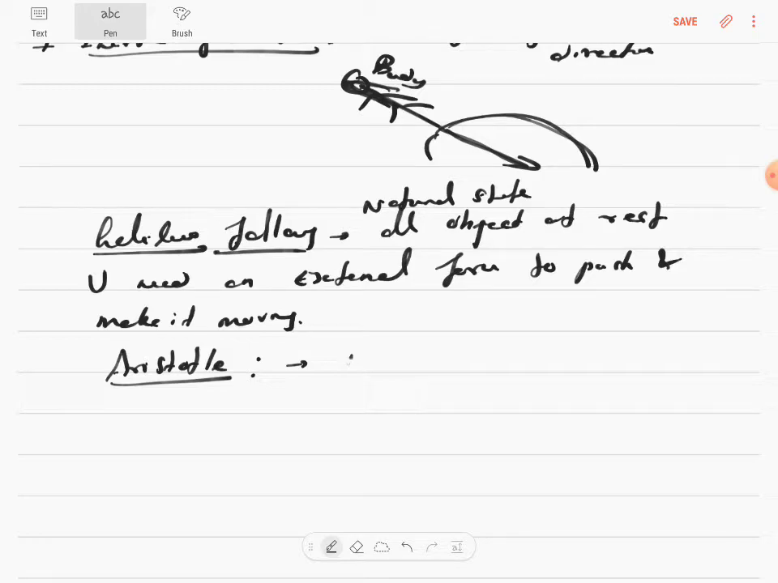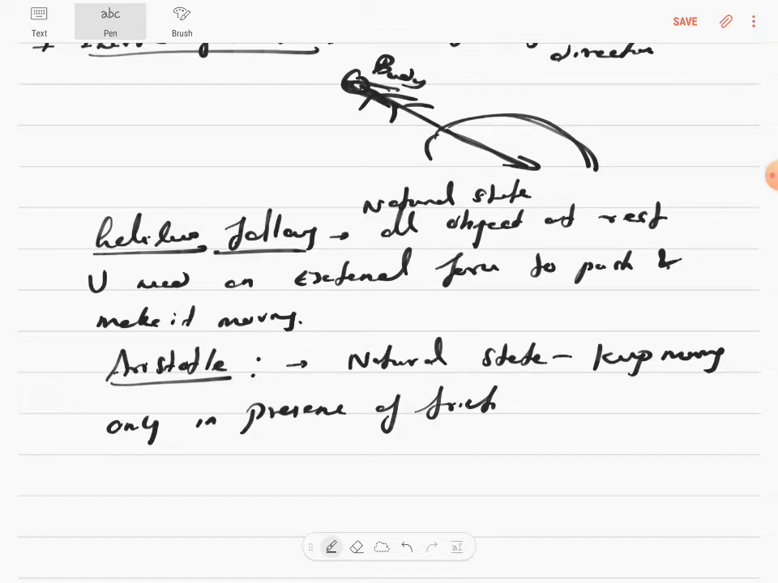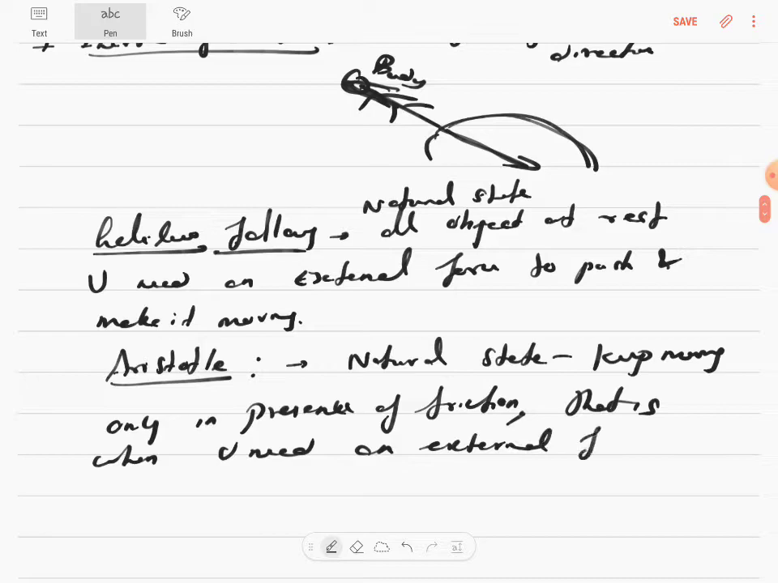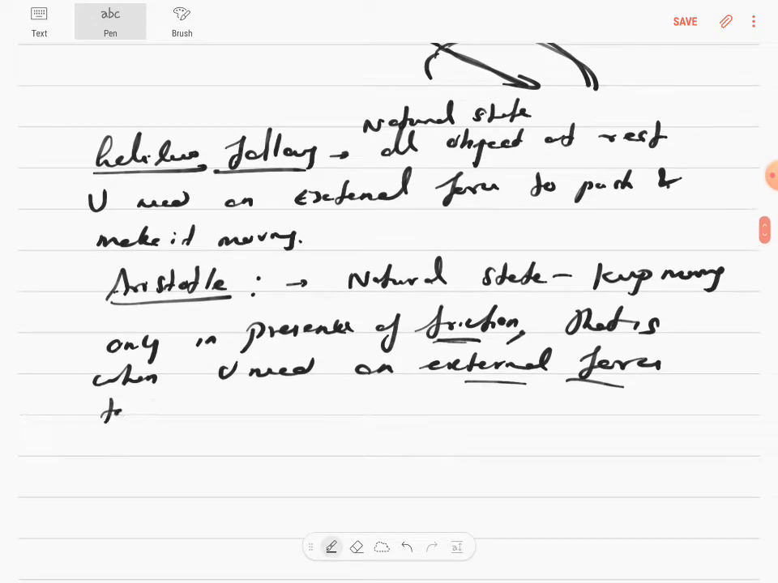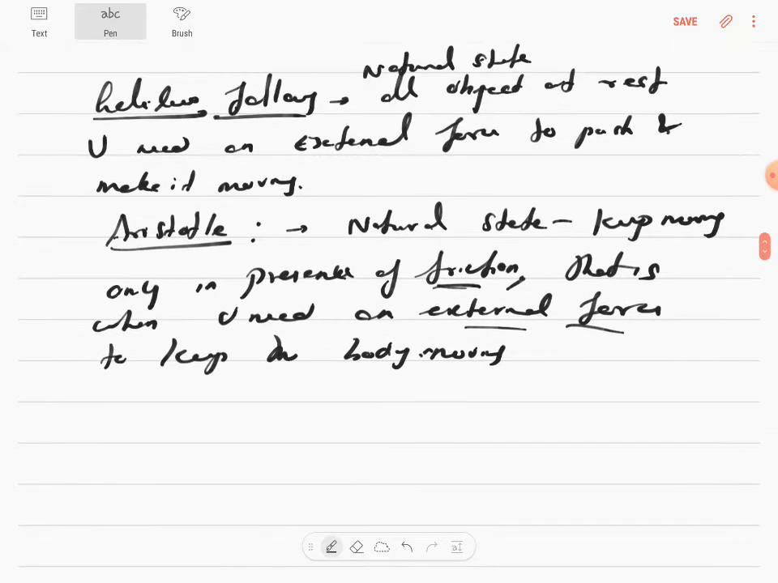So the natural state of every body is to keep moving. Only in the presence of friction will the body not move. That is when you need an external force, which has to be greater than the frictional force, to keep the body moving. So the natural state of every body is to keep moving, but if there is a frictional force, the body will not move. In that case, you need to apply a force greater than the frictional force. Are you clear? Yes. So that's the truth. Aristotle identified Galileo's fallacy.